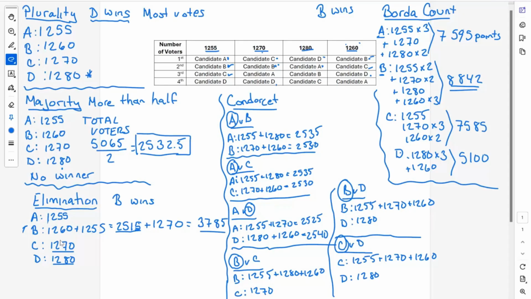So let's look at D. Does it make sense for D to be the winner? Well, D beats A, but B beats D. So it doesn't make sense for A to win because more people would prefer D. It doesn't make sense for D to win because more people would prefer B. It doesn't make sense for B to win because more people would prefer A. And it doesn't make sense for C to win because more people would prefer A. So in this case, there's no winner. It's one of the problems with Condorcet.